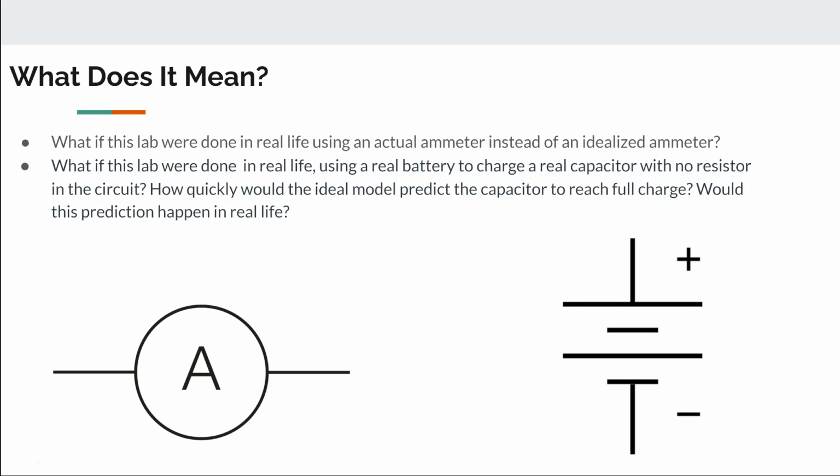If the lab were done in real life with a real battery to charge a real capacitor with no resistor in the circuit, the capacitor would theoretically charge almost instantaneously and stop the flow of electrons through the circuit. In the real world, there would be some amount of resistance in the wire and the capacitor, so the capacitor would take more time to charge than an ideal circuit.